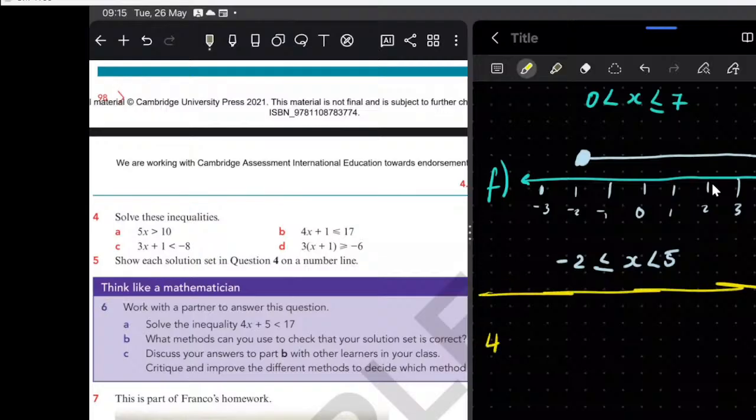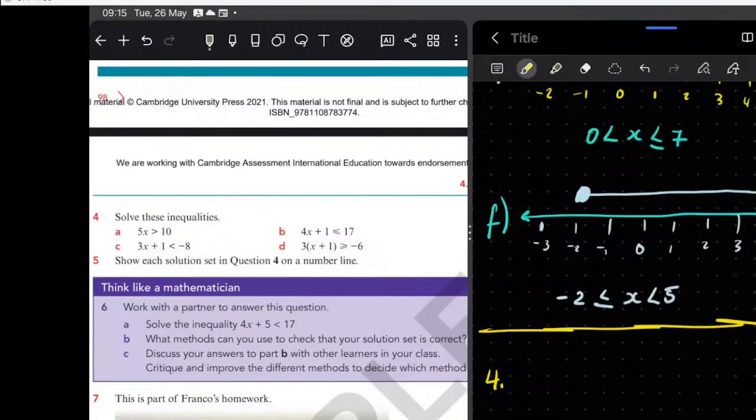Now let's do question 4. It now wants us to solve. Then after solving, we'll sketch. Right? Can you all see that?